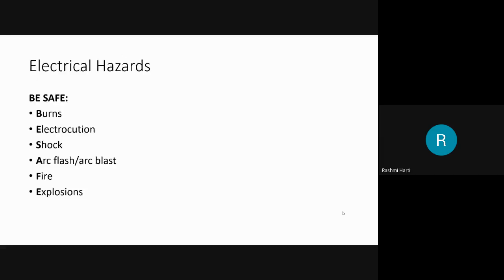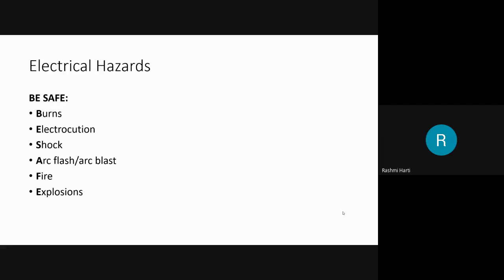Now when we speak about electrical hazards, this is termed as BE SAFE. B is burns, and E is electrocution. S is shock. A is arc flash or arc blast, and then fire and explosions.